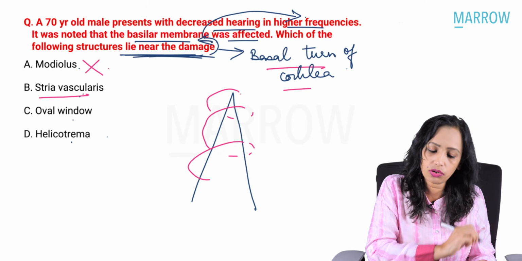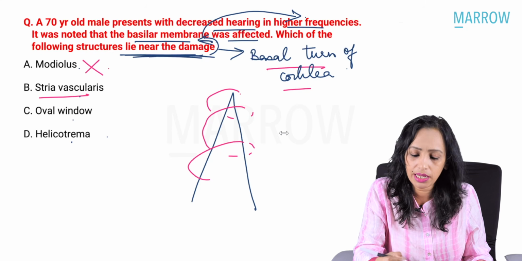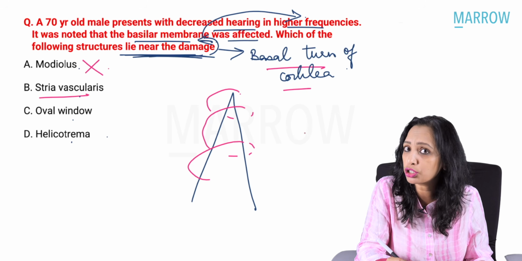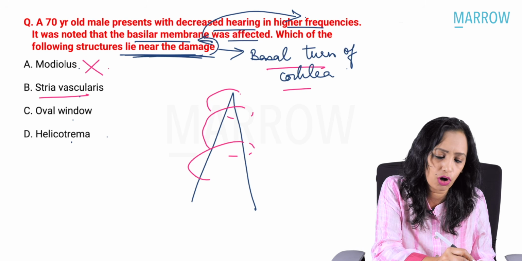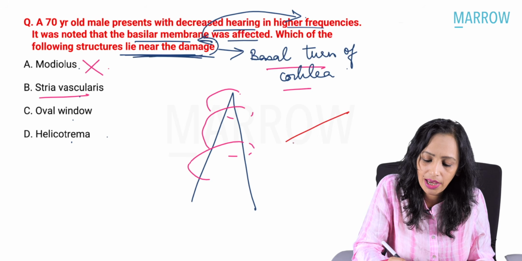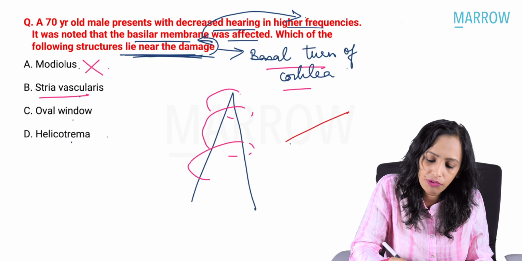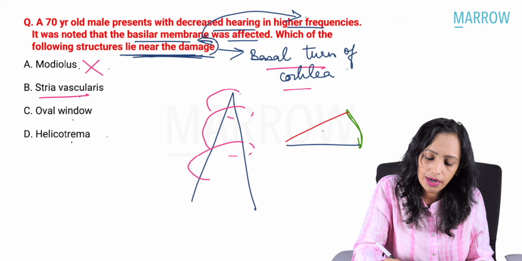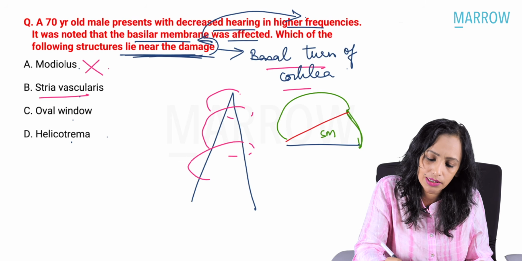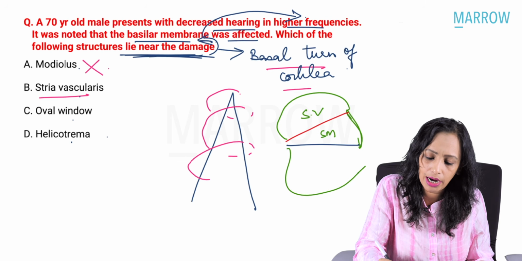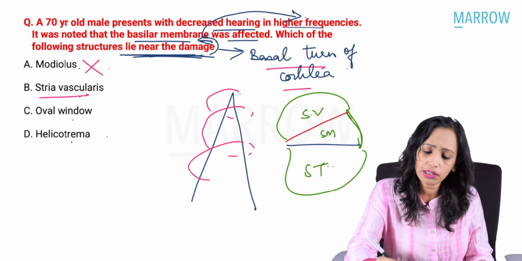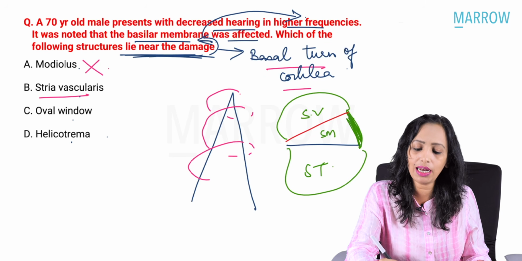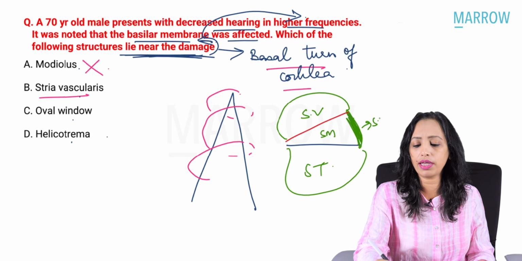Next choice is stria vascularis. What is stria vascularis? Yes, we have read the structure of the scala media so many times, and what we have seen there is that we have the Reissner's membrane, we have the basilar membrane, laterally we have the stria vascularis, right? This is the scala media, above that is the scala vestibuli, and below that is the scala tympani. So wherever there is scala media, laterally we have the stria vascularis.